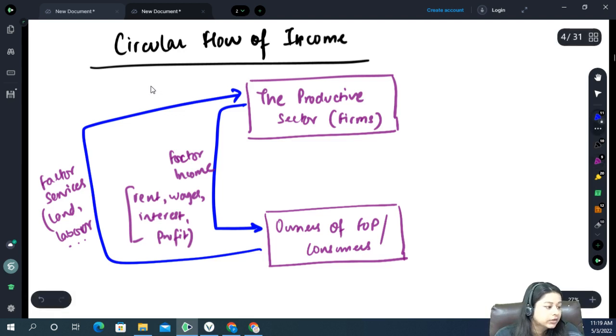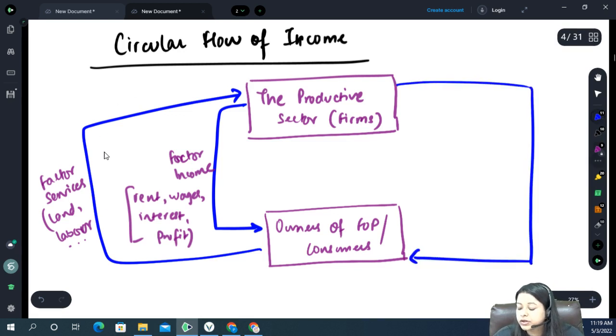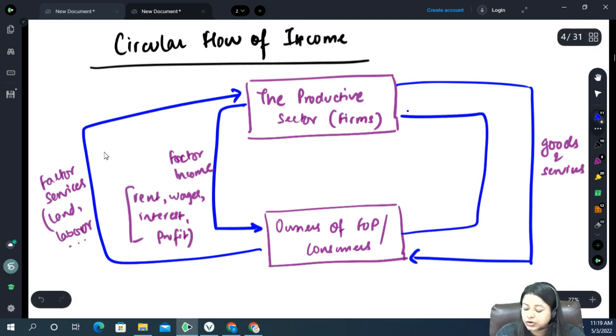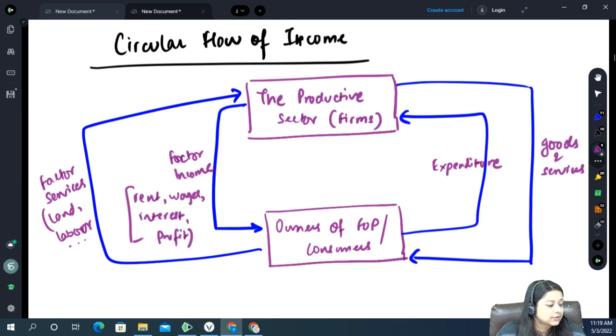Now, the productive sector provides you with goods and services. And when they are providing you with goods and services, what are they in turn getting? Income, or maybe for you it's an expenditure. Clear? This is known as the circular flow of income.